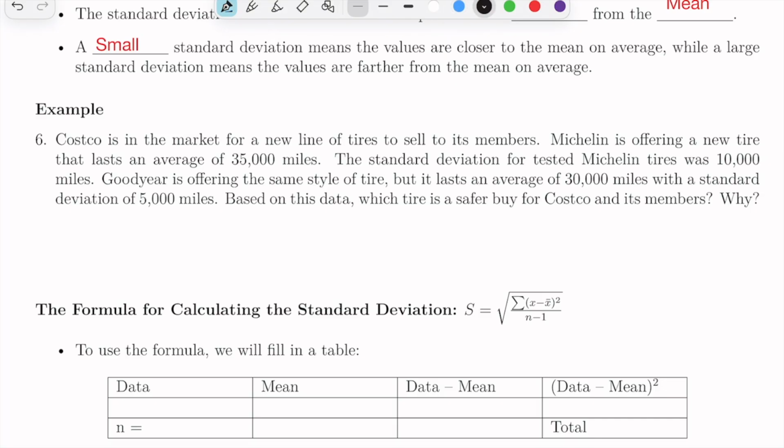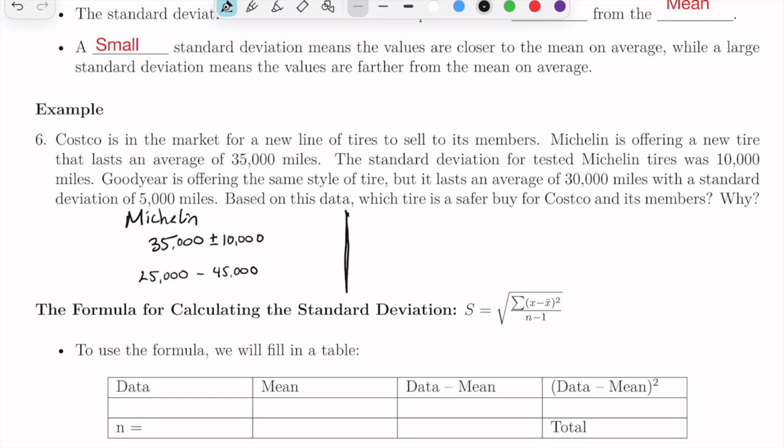Well, I'm going to tell you right away, there's not one right answer for this, and I'll tell you why. For the Michelin, we know that they're 35,000, and it says that the standard deviation is about 10,000. Standard deviation means, on average, how far are you away from that average? So we can create a range, and why don't we just do plus or minus 10,000? If we do that, this goes down from 25,000 all the way up to 45,000. So if we go out one standard deviation, then these Michelin tires are lasting between 25,000 and 45,000 miles.